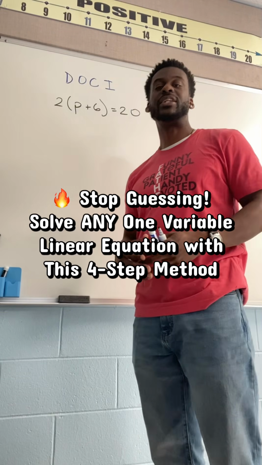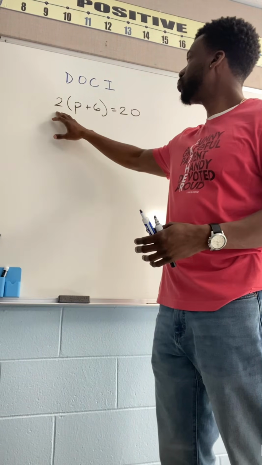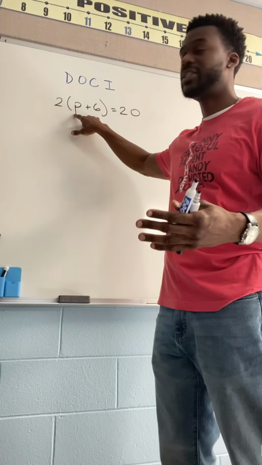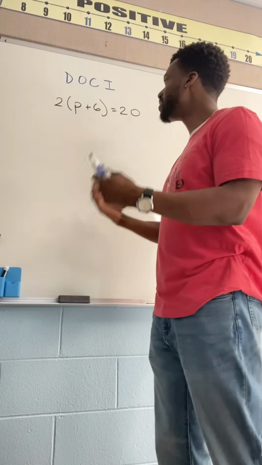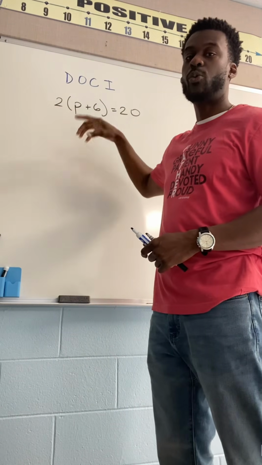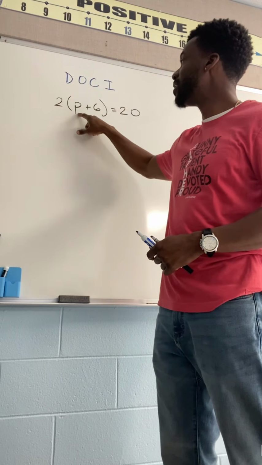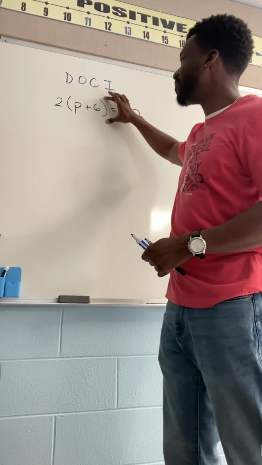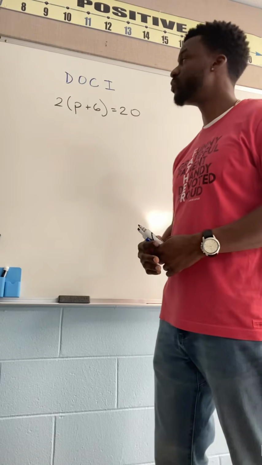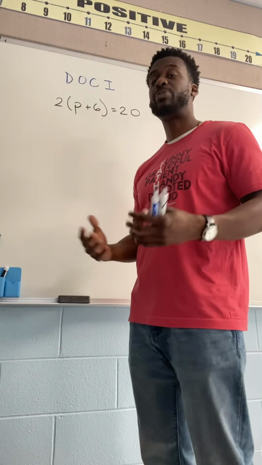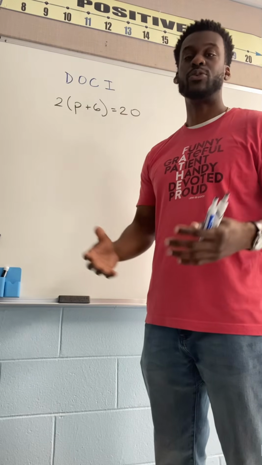So let's say you're given this equation, 2 times the quantity of p plus 6 equals 20, and you're asked to solve for p. They're basically asking you, what is the value or what number can you substitute in for p that will make this side of the equation equal to the value of 20? It's a very simple way that you can solve this, and you don't always have to use PEMDAS. I'm going to show you a way that I use sometimes.